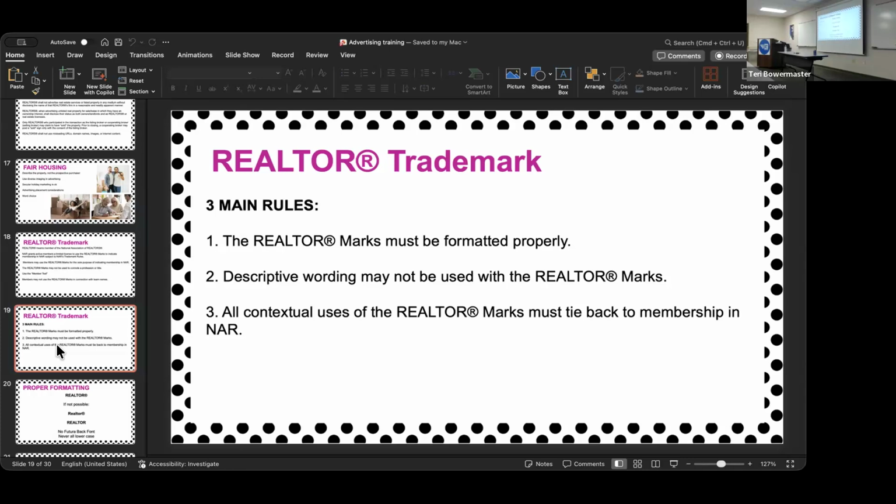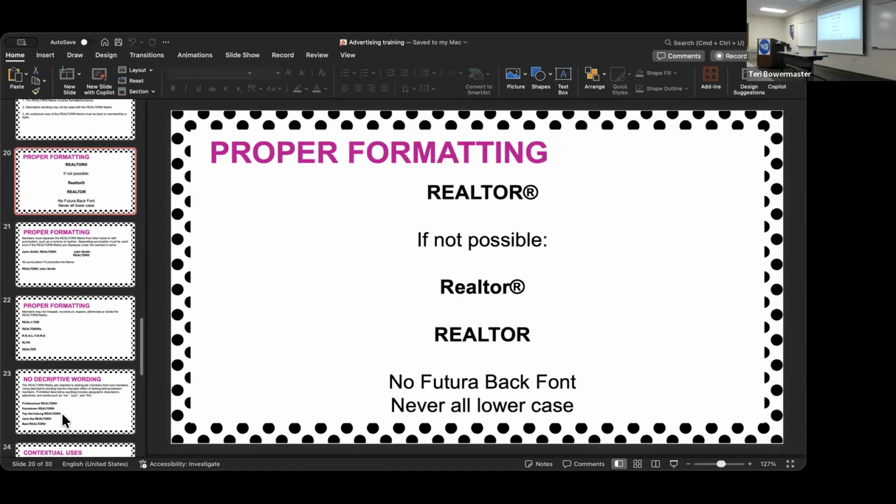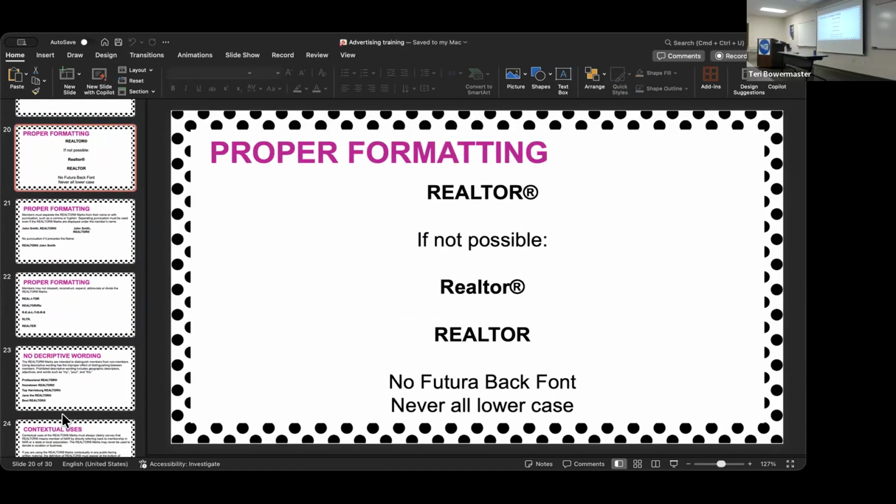So let's talk about how it has to be formatted. REALTOR, all capitals with the trademark R, okay? That is how it's supposed to look. Now, to get the little R very quickly and easily, I forget what it is on Mac because I don't do Mac, but if you're on a regular Windows computer, if you hold down the Alt button and type 0174 and let go of all of it at the same time, it will appear. It will pop up pretty much everywhere: Facebook, Word documents, anywhere you are. I use that all day long, constantly.